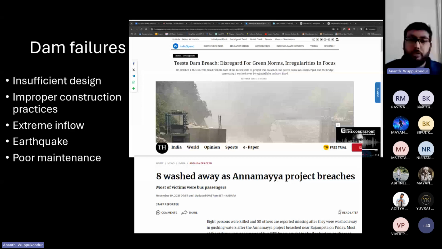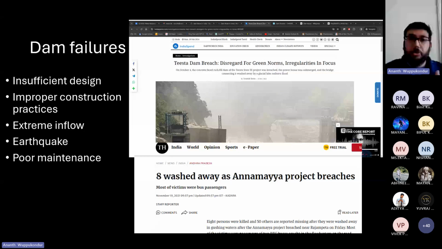And in some extreme cases, the dams could be designed for, let us say, a 1 in 100-year return flow, but the actual event could have been a 1 in 500-year event. Then the inflow is much higher than the design inflow for the dam. So it is also going to cause failure of the dam. If the dam is not designed for earthquake forces, then it's going to fail.